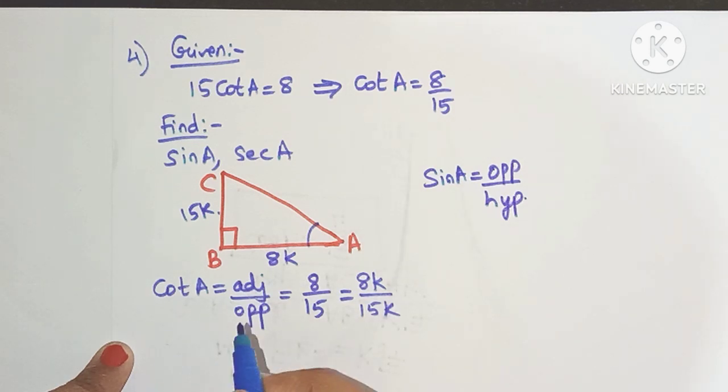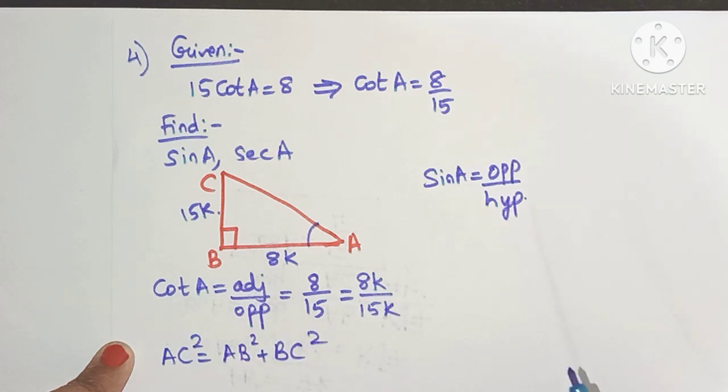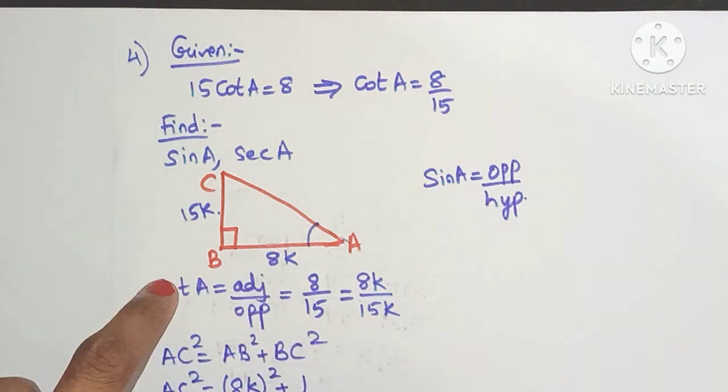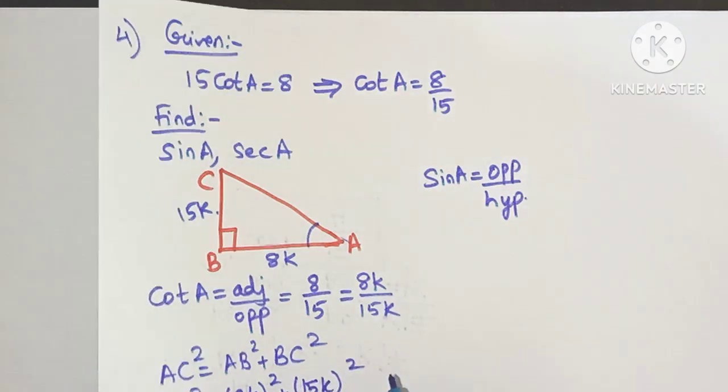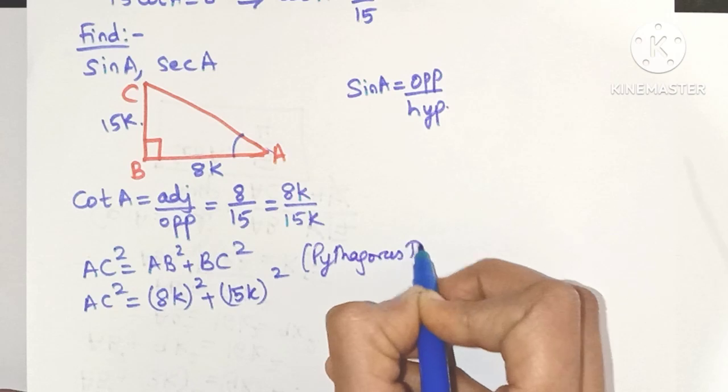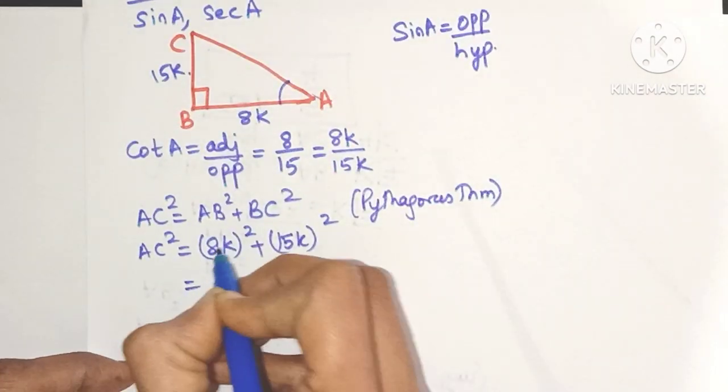So let's use the Pythagoras theorem. AC square is equal to AB square plus BC square. The hypotenuse, I have no idea what that is, but AB square is 8k the whole square and BC is 15k the whole square. Please write the reason, friends, here: Pythagoras theorem.